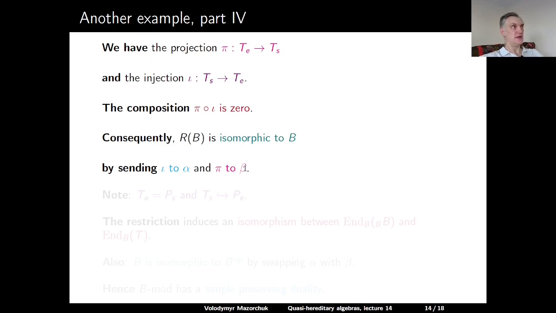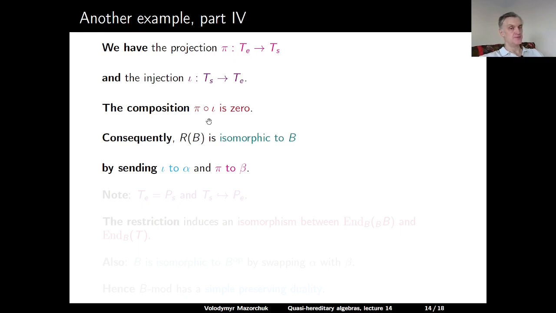So we had the relation in B that alpha after beta is 0. Here we have homomorphisms pi and iota. The relation is that pi after iota is 0, but recall that R of B is the opposite of the endomorphism algebra, so we have to swap the guys in this relation.